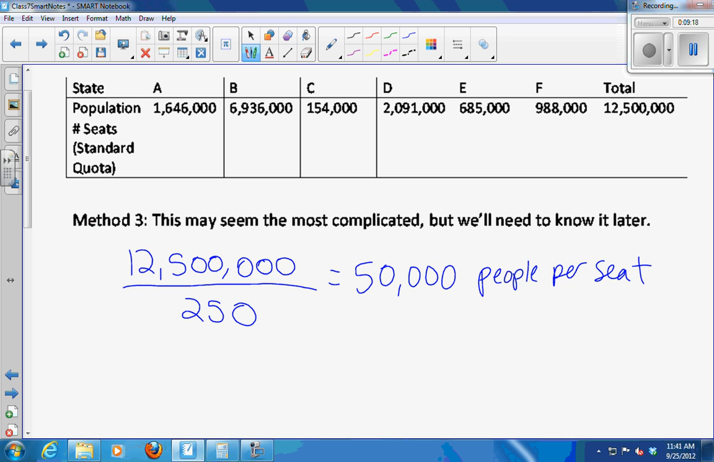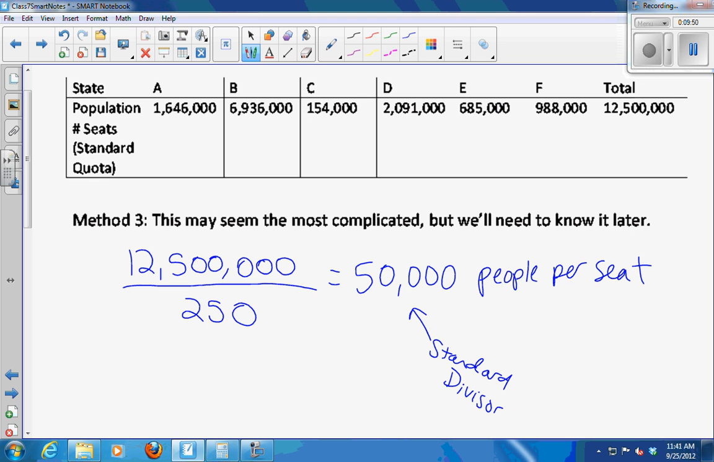Okay, we call this thing the standard divisor. The reason being, we call it a divisor is because I'm going to take each state's population and divide by 50,000, because I need to know how many sets of 50,000 each state has. For every 50,000 people you have, you get a seat in Congress.